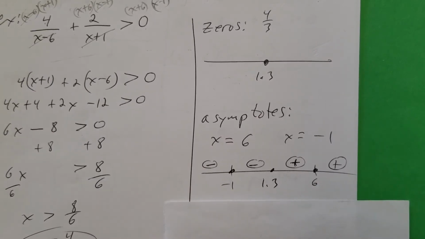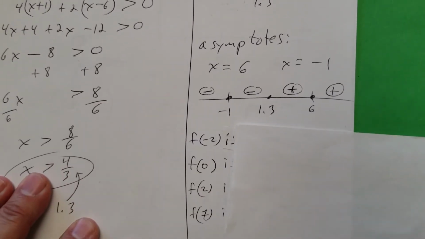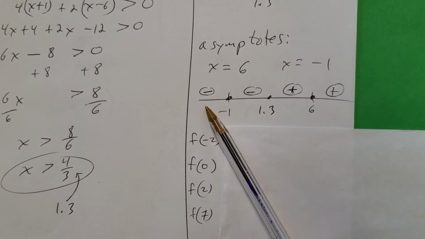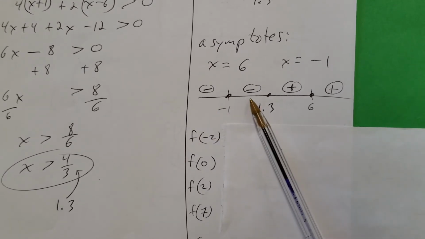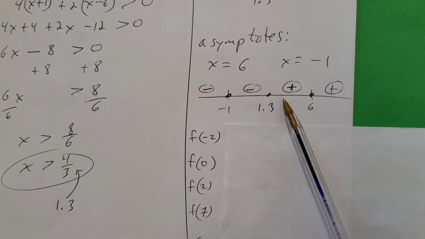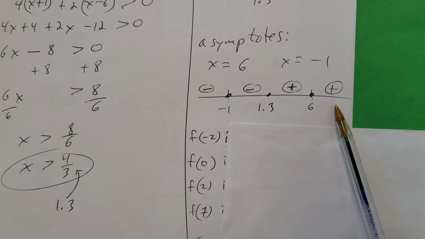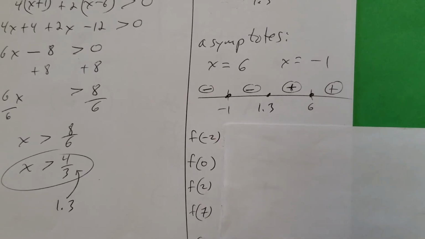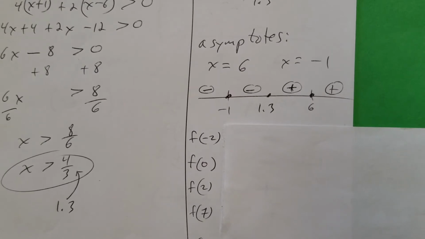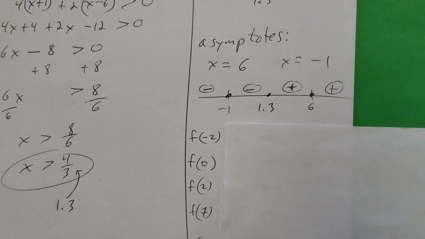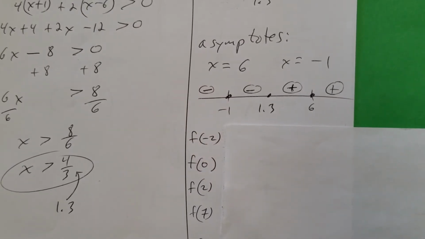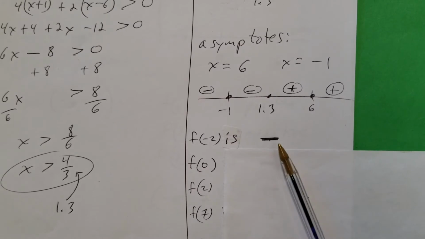So what did I choose to check in between? I chose negative 2 for here. I chose 0 for here, because that's easy. 0 is in here. I chose 2 here, that's pretty easy. And I chose 7 over here. So I plug those in to see if it comes out to greater than 0 or less than 0. And of course, I will keep the ones that are greater than 0, because that's what I'm looking for. So I plug in negative 2, and it comes out to negative.